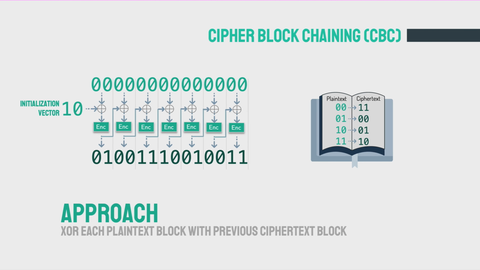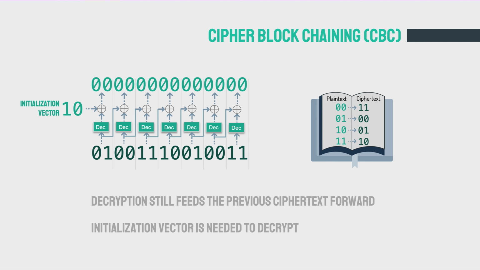So when it comes time to decrypt, what we're going to do is take the ciphertext and run it through the decryption function. That's going to give us the XORed pair of plaintext block with the previous ciphertext block. But because the XOR operation is symmetric, we can XOR out that previous ciphertext block because we know what it is. And therefore we can recover the plaintext block.